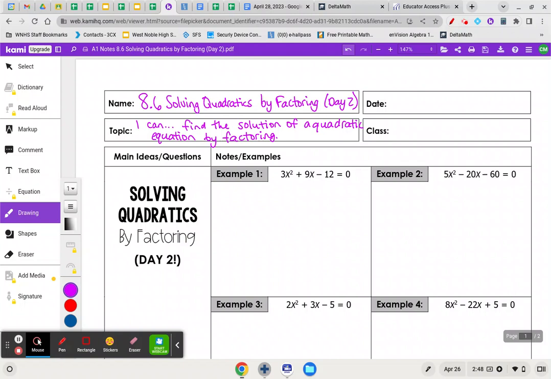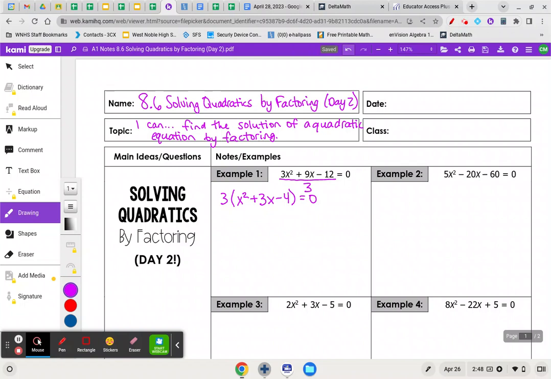We just have to recall what we did in our previous chapter and then take it one step further to solve. Example 1 is actually going to start out as a greatest common factor problem. So on all of these, just like when we were just factoring, we need to check for a greatest common factor. So I can actually take out a 3 from all of these. So I'll have 3 on the outside, x squared plus 3x minus 4 is equal to 0.